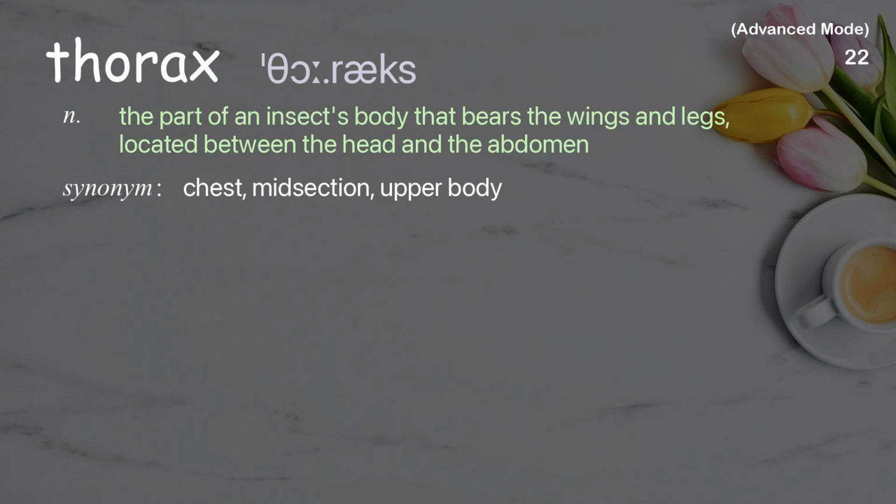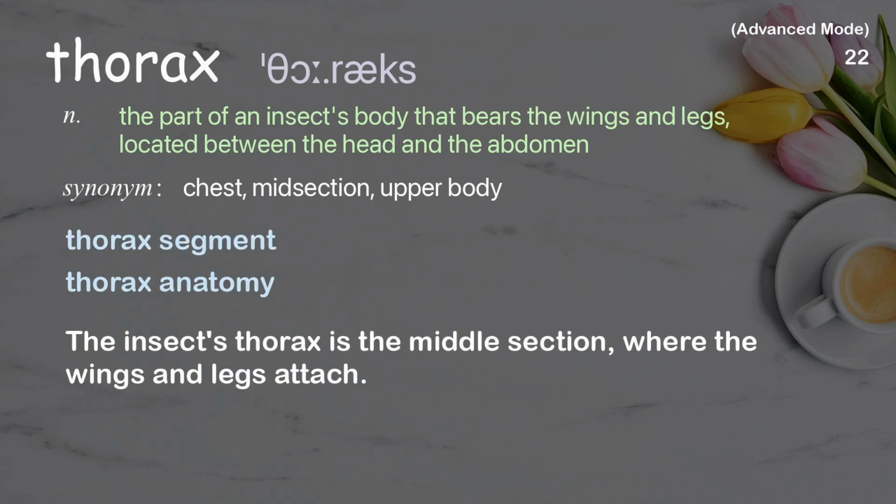Thorax. The part of an insect's body that bears the wings and legs, located between the head and the abdomen. Examples: thorax segment, thorax anatomy. The insect's thorax is the middle section where the wings and legs attach.